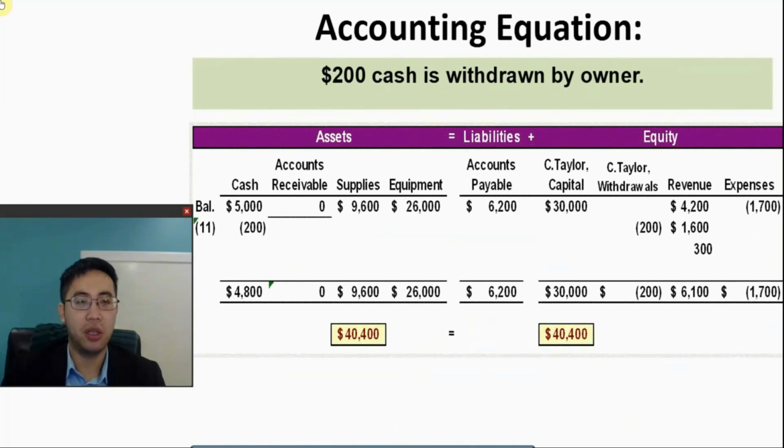So what happens here is that when $200 cash is withdrawn by the owner, the cash got reduced by 200, from 5,000 to 4,800. And then for the equity side, when the owner has a withdrawal, that's a negative number on the equity, so negative 200, and they both contribute to a $200 deduction on total assets and total liabilities and equity.